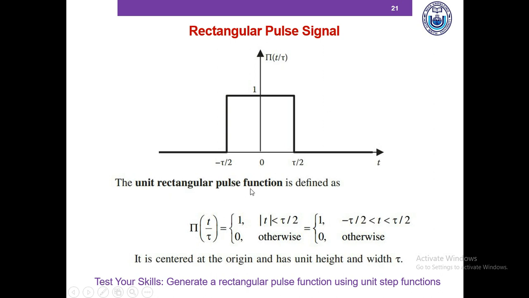So between minus tau by 2 and tau by 2, the rectangular pulse is 1, otherwise it's 0. The tau here shows the width of the pulse, and t minus a shows the center of the rectangular pulse. Now please pause this video and test your skills by generating a rectangular pulse using unit step functions.